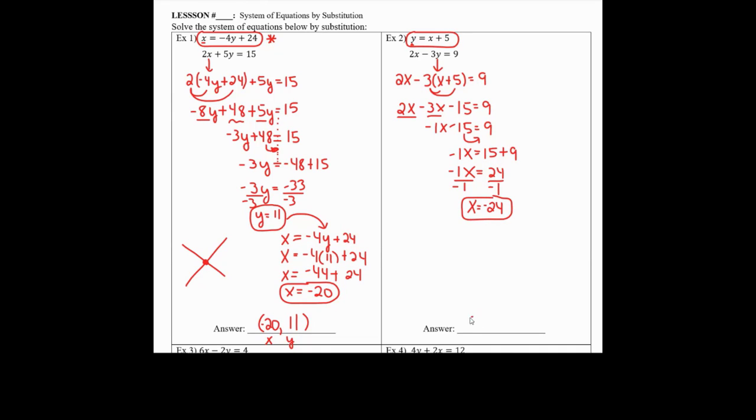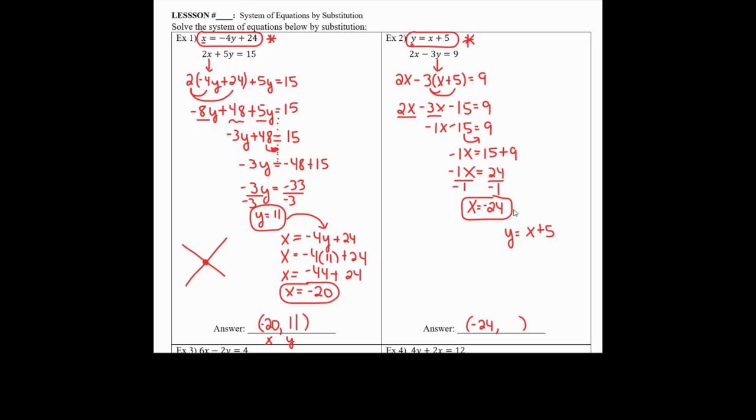So that means my answer will have negative 24 for the first number. And we need to find the second number. To do that, you come back here to the circle, and we're going to copy. So we copy y equals x plus 5.